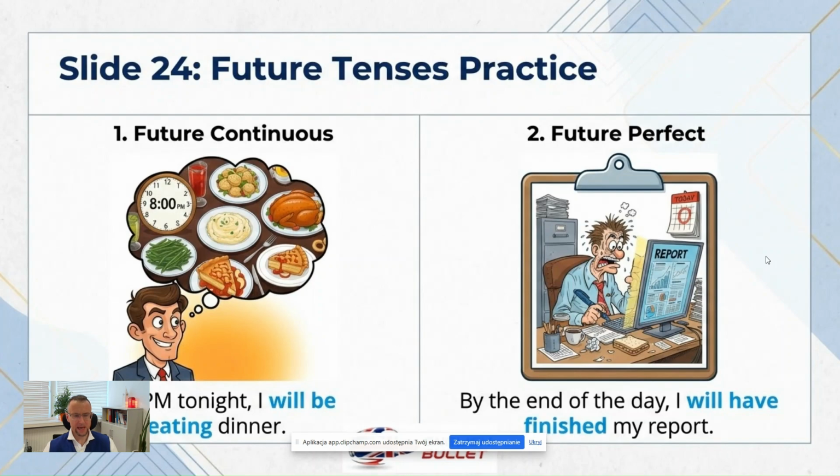So future continuous and future perfect. Future continuous: at 8 p.m. tonight I will be eating dinner. I know that at a certain point of time in the future, the exact 8 p.m., I will be eating dinner. It will be in progress. It will be happening. And future perfect: by the end of the day, I will have finished my report. I know that I will have finished. I will have completed the action.